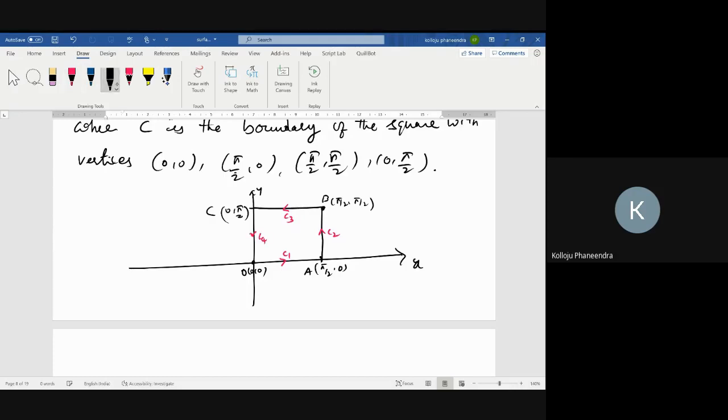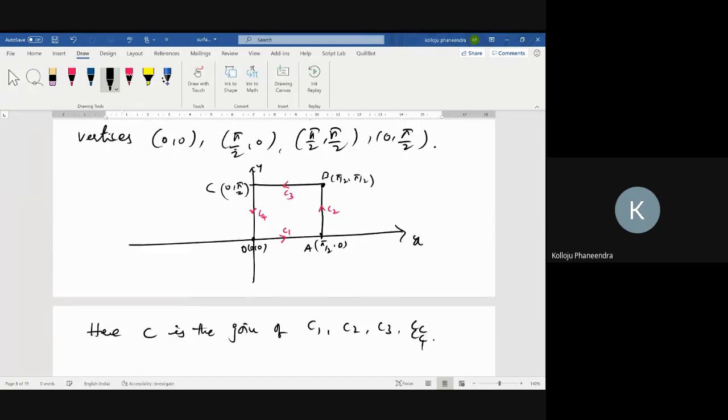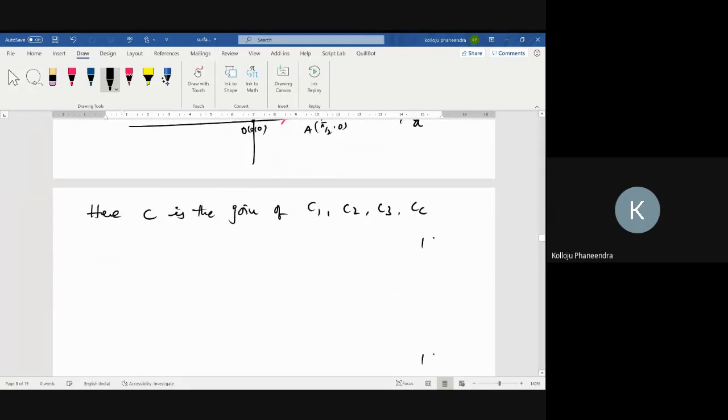Clearly write down: here C is the join of C1, C2, C3, C4. So I have to evaluate the integrand over these four parts now. Over C1, first one.